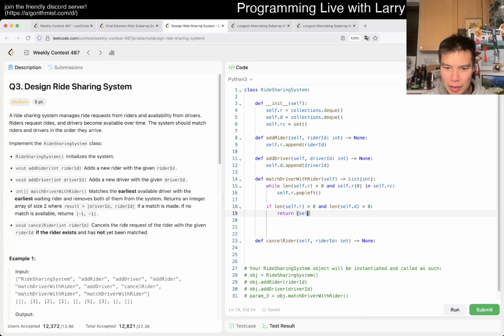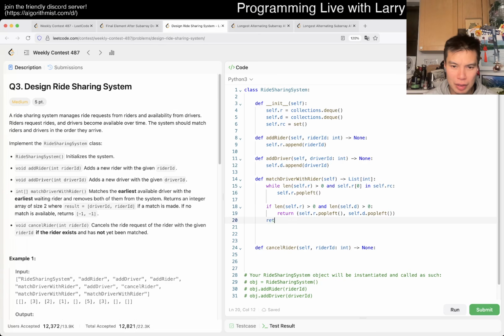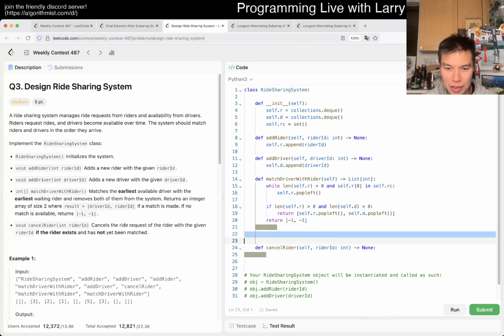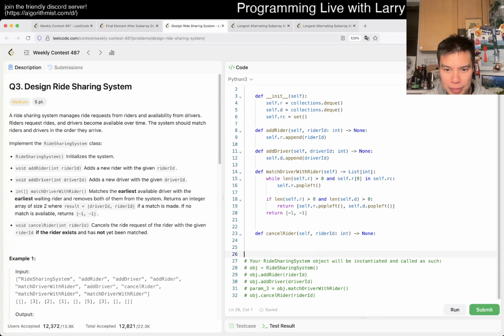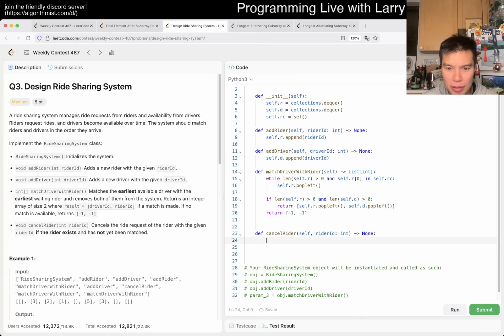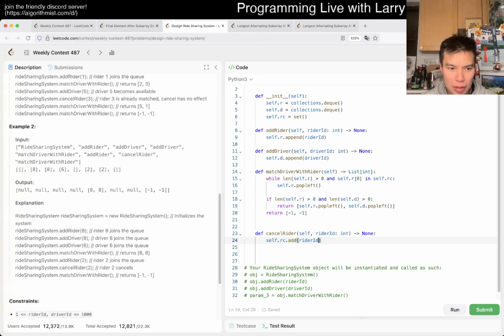Maybe this is fine. Don't mess up, Larry. It's no way, not tuple. Though I think the judge doesn't care, but still should fix. And then contour. Right.